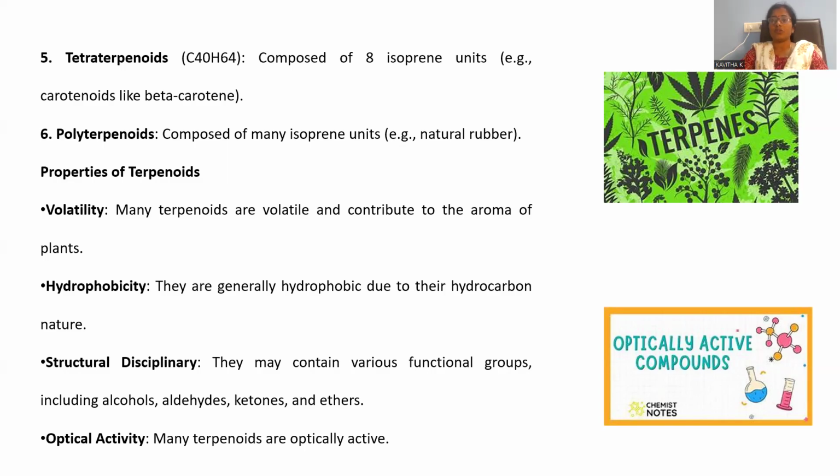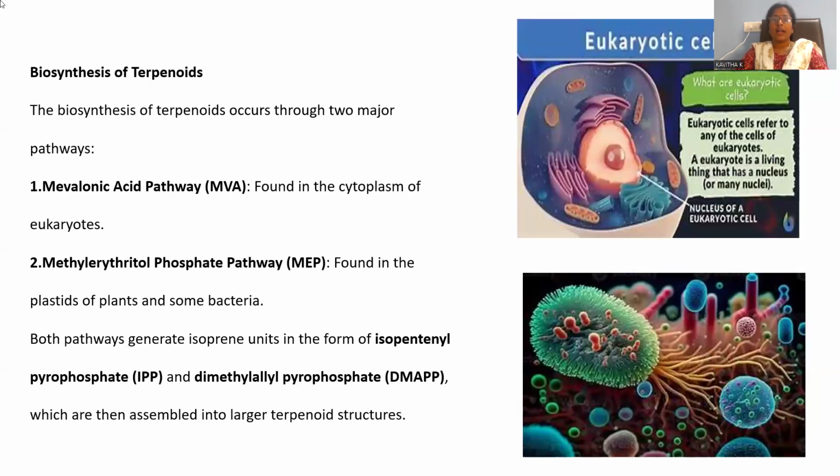Subsequently, their properties also varied. Optical activity: most of the terpenes are optically active in nature. If we place them in the polarimeter, they are able to rotate the plane polarized light. That's why they are optically active. And in the other segment, we entered into biosynthesis of terpenoids.